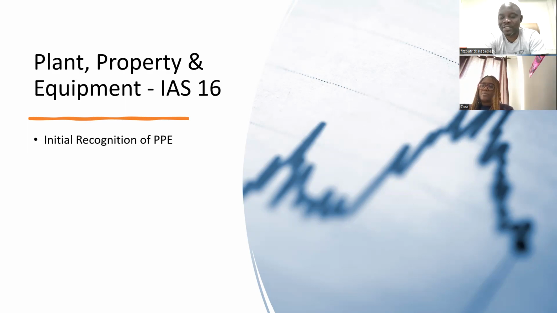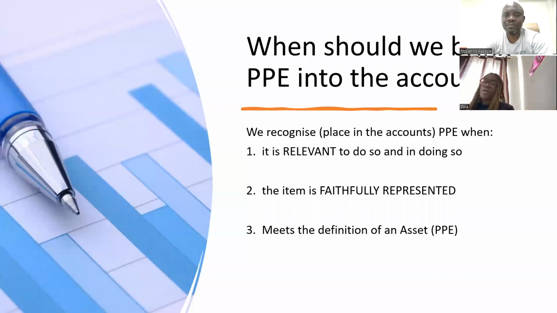Eventually, these fixed assets have to sit on your financial statements, on your balance sheet particularly. But for them to sit there, there should be a process in which they are recognized. How do you recognize that these are assets and these have to sit on this particular line? So we'll look at the initial recognition of property, plant, and equipment.